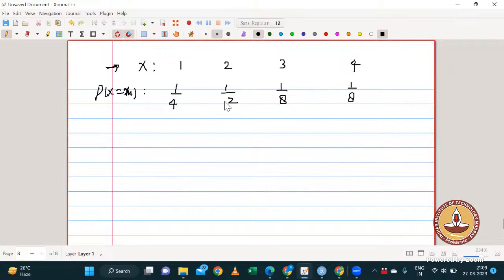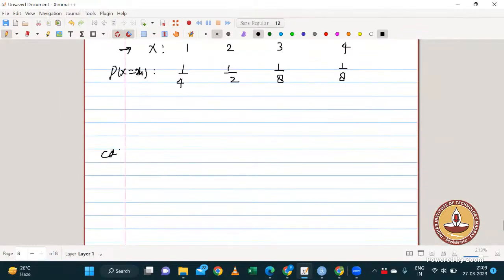So let's add this. This should be equal to 1. Is it 1? 1 by 8 plus 1 by 8, 2 by 8. Yes, it is 1. Correct. So suppose this is the PMF for my X, the discrete random variable. Let's define how to compute the CDF.